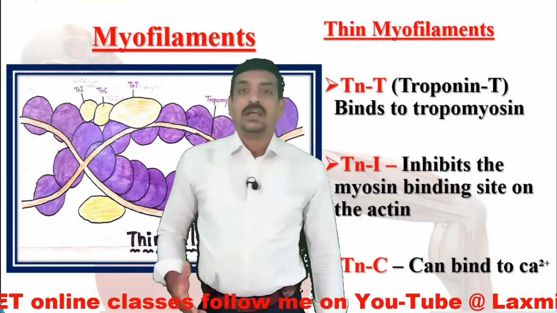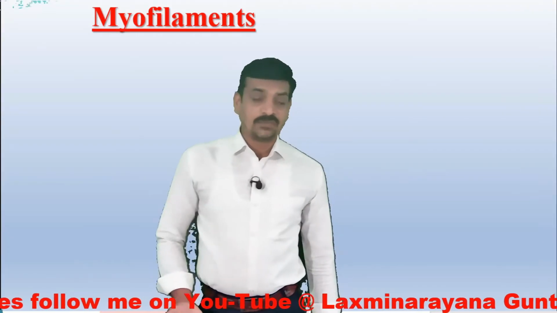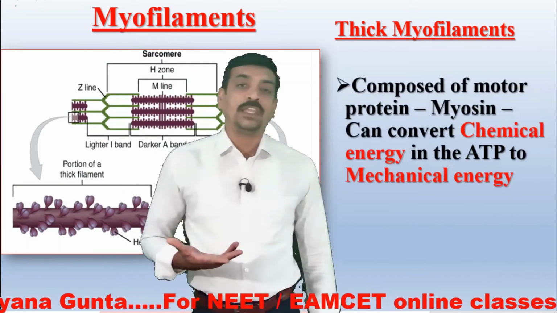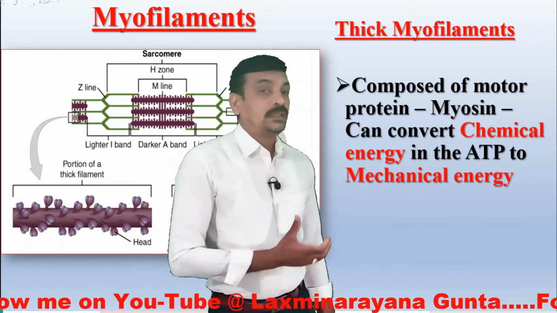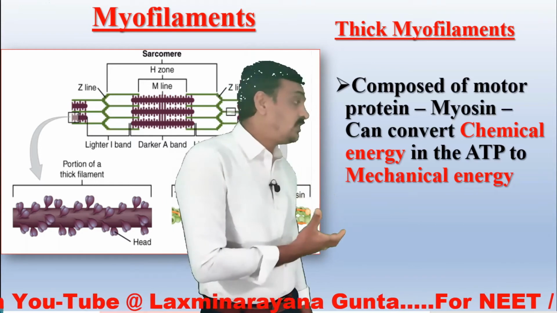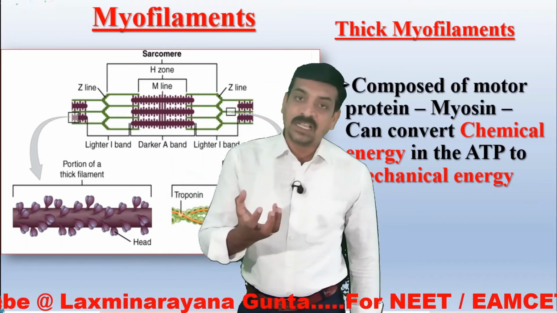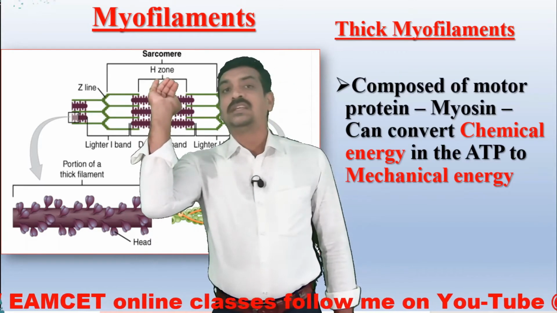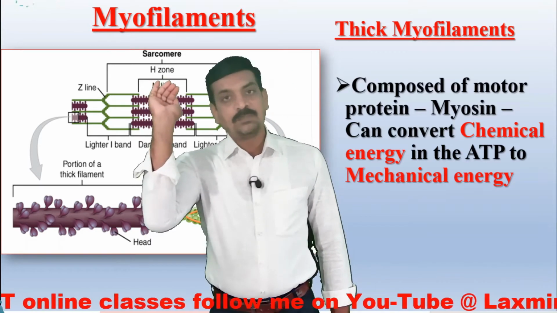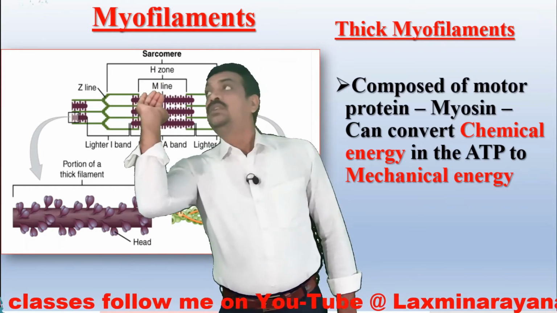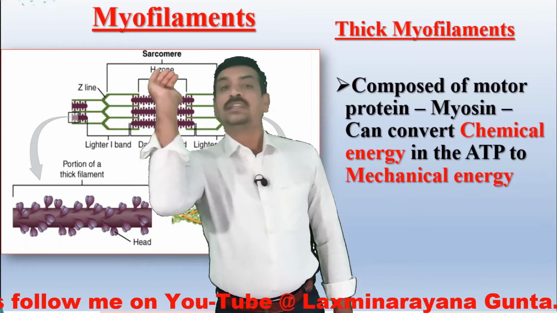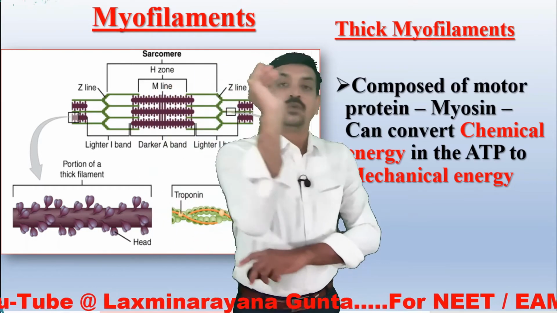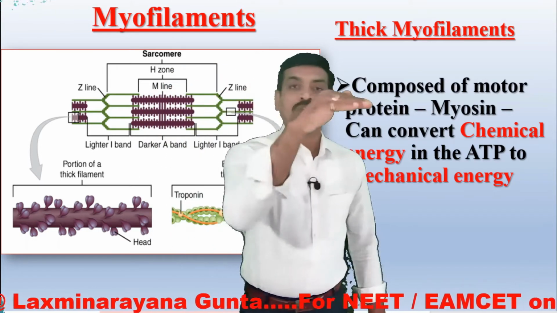Okay, this is all about the thin filaments. Coming to the next one, the thick filament. The thick filaments are composed of a motor protein called myosin. This myosin can convert the chemical energy present in the ATP into mechanical energy. It utilizes the chemical energy and converts it into mechanical energy, and with this mechanical energy it pushes the actin molecules like this.